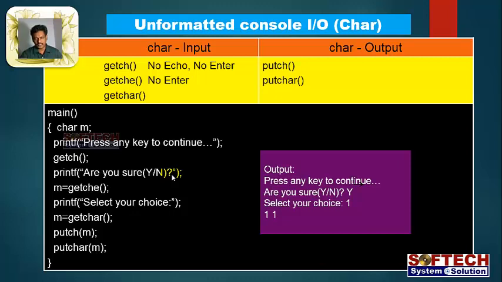So if we enter the roll number to delete the record, after entering the roll number, it asks are you sure, then we put m equal to getch. We press y, it deletes. No, it will not delete. So it can be done through some if statements. In such situations, getch is helpful. In getche, no enter, but echo is there. That is, it displays on the screen, but we don't want to press enter.